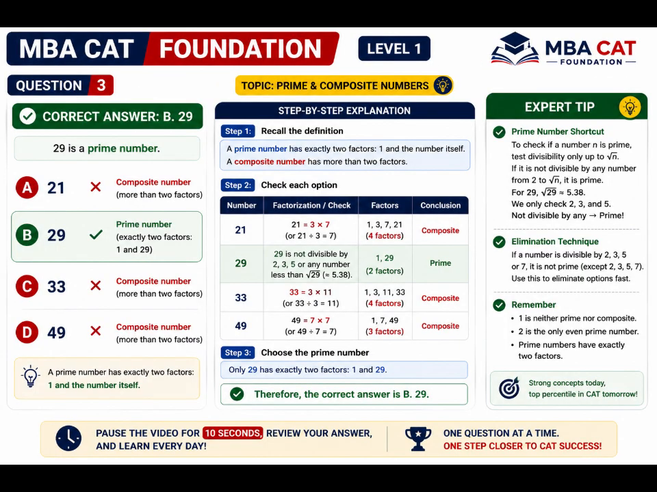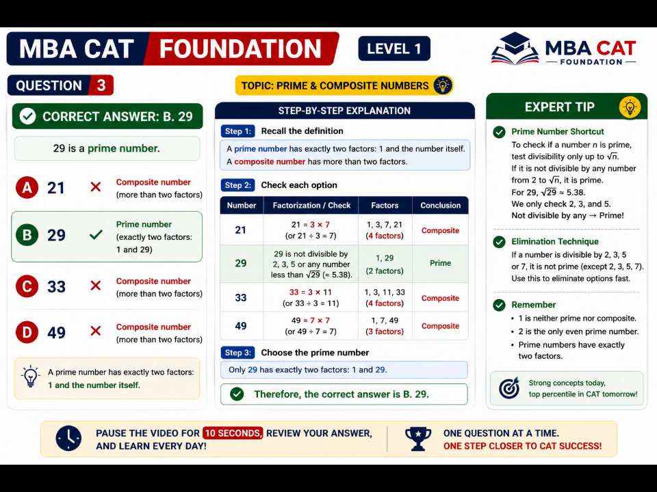Let's check the correct answer. The correct answer is option B, 29. Let's understand why. Step 1. Recall the definition. A prime number has exactly two factors, 1 and the number itself. A composite number has more than two factors. Now let's examine each option.